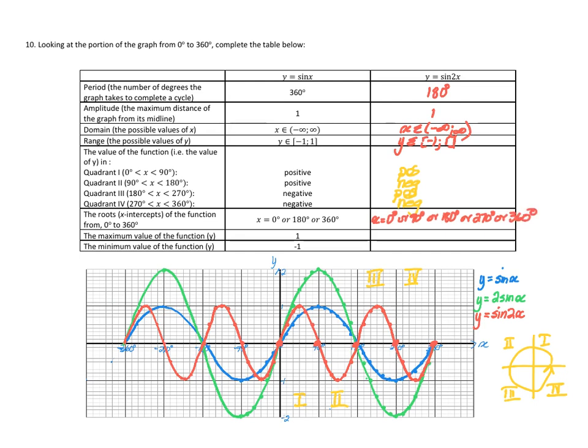The maximum value of the function goes up to 1, never goes higher than 1, so the maximum value is 1. And the minimum value is minus 1. You can see that it will never go below minus 1.